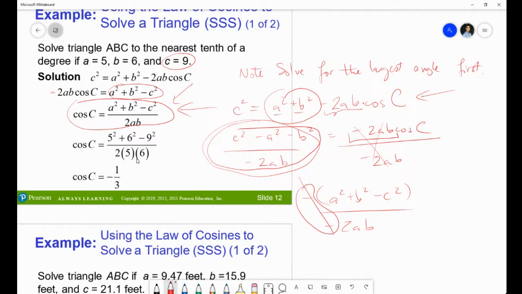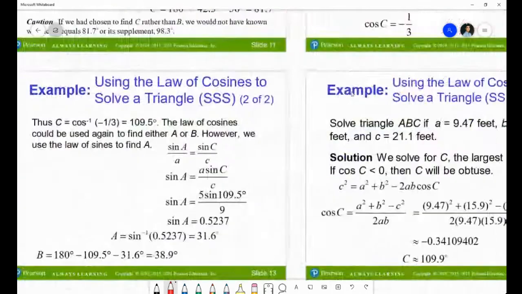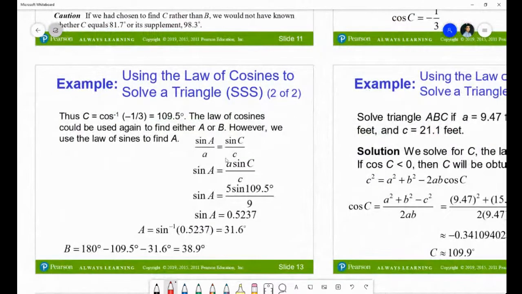All right, so here, just another plug and chug. We just plug in a, b, and c, and we'll find out what the value for C is by taking cosine inverse. So cosine inverse, we have 109.5 degrees.